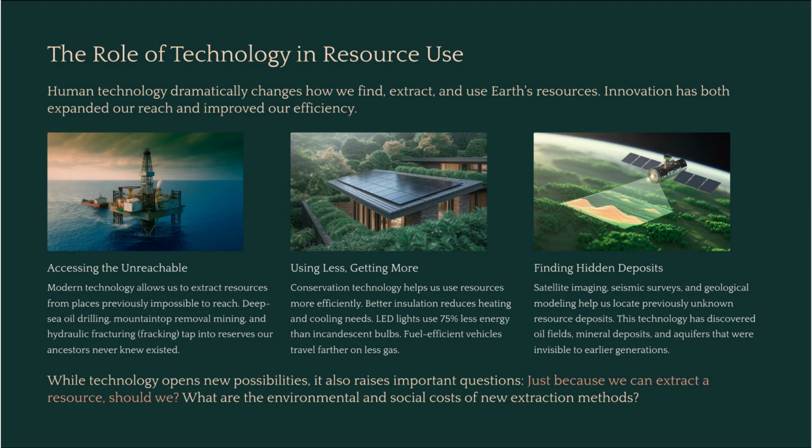On one hand, it allows us to find and extract resources in places we never could before, like deep underwater or in harsh climates. But on the other hand, technology also allows us to use resources much more wisely. Things like more efficient engines, better home insulation, and improved agricultural irrigation all help with conservation, meaning we need to pull less from the ground in the first place.